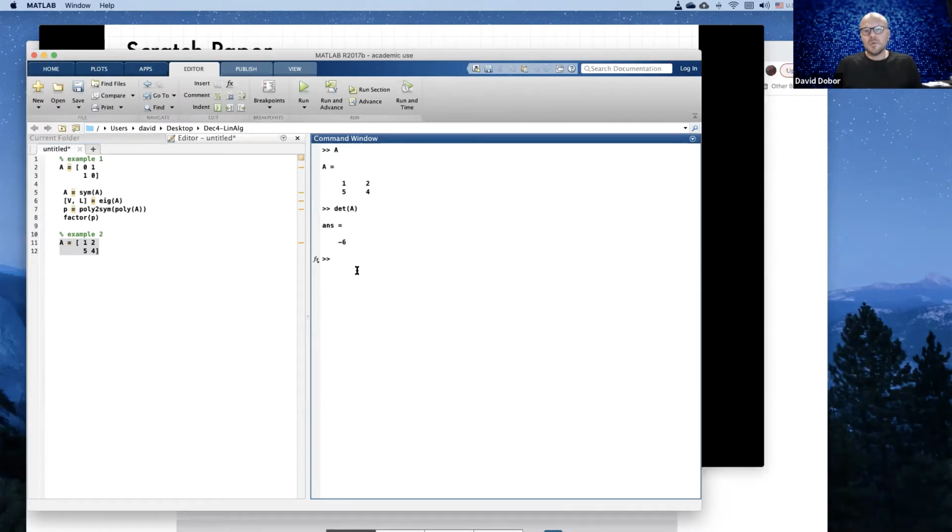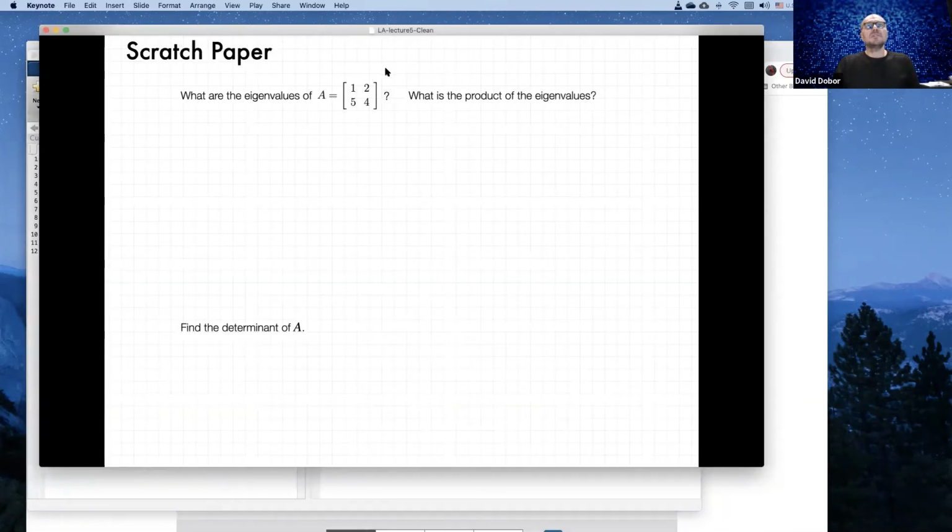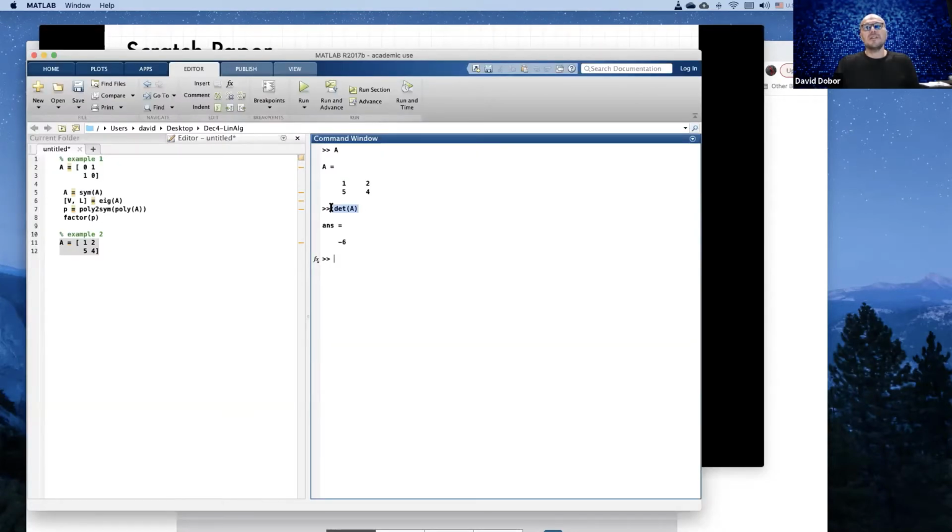Minus 6. It's the product of the diagonals, 1 times 4 minus 5 times 2. What is the slide asking me also? What is the sum of the eigenvalues? Just help me out, please. Okay, this one is asking about the product of the eigenvalues. We determined that the product is minus 6. The product is the same as the determinant.